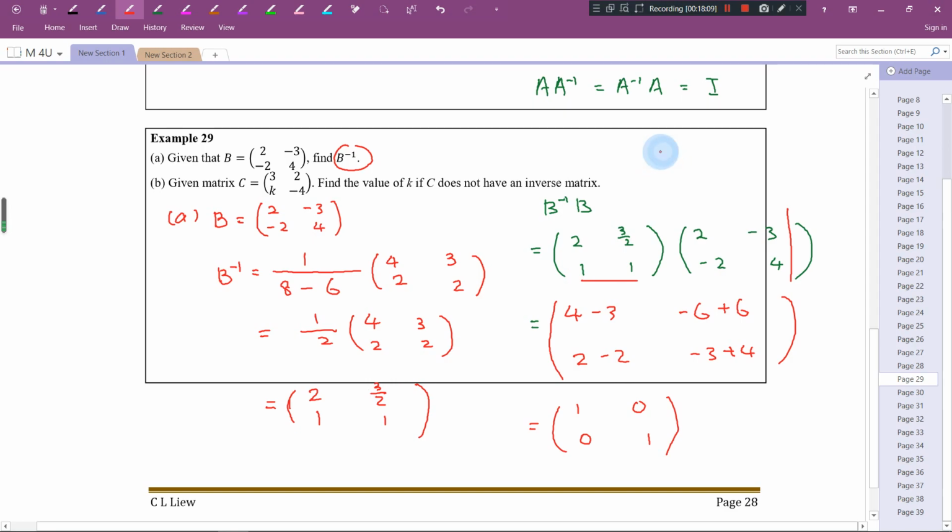So you can try on your own, B multiplied by B inverse. You still will get the same thing, the identity matrix.